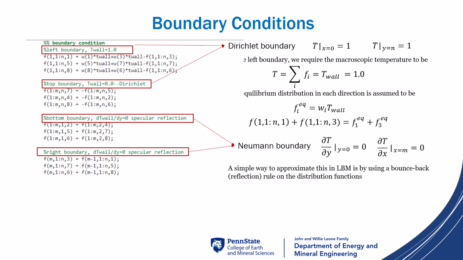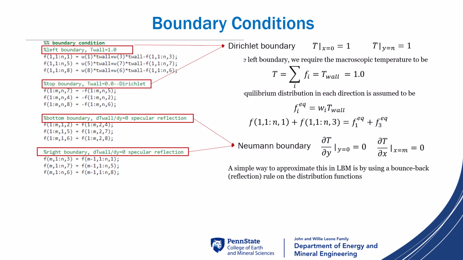Handling boundary conditions correctly is one of the most important parts of any LBM simulation. In our case, we apply 2 types of boundary conditions, Dirichlet and Neumann. The left boundary of the domain is a Dirichlet boundary, which means that the temperature is fixed at a constant value, in this case 1.